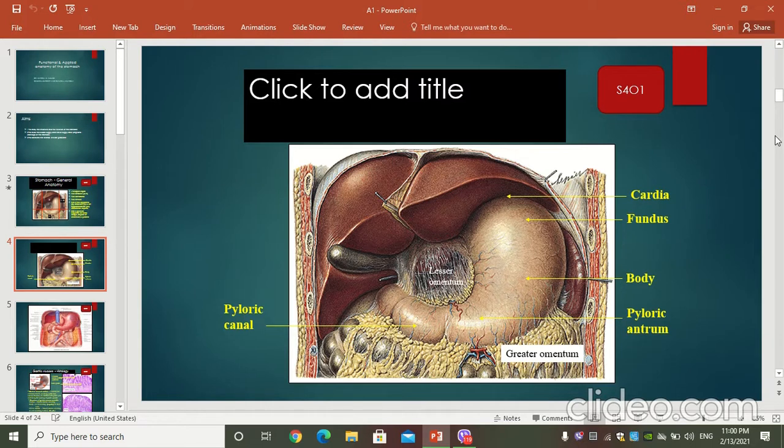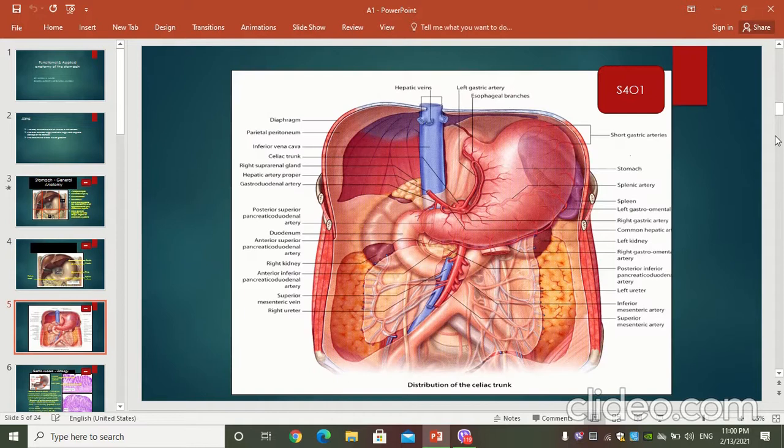Posterior relation can be seen in this picture because of the shadow of the posterior structures. Posterior relation, the same as anterior, like the diaphragm, because the diaphragm is covering anteriorly and posteriorly. So the diaphragm, the left pleura, the left lung, the spleen, pancreas, splenic artery, and the left kidney. All these structures collectively are called the stomach bed.